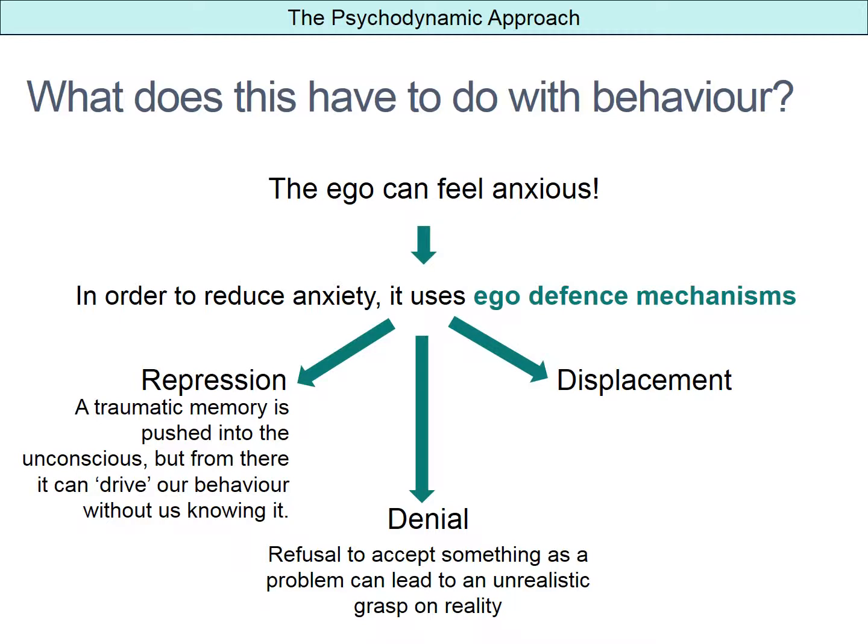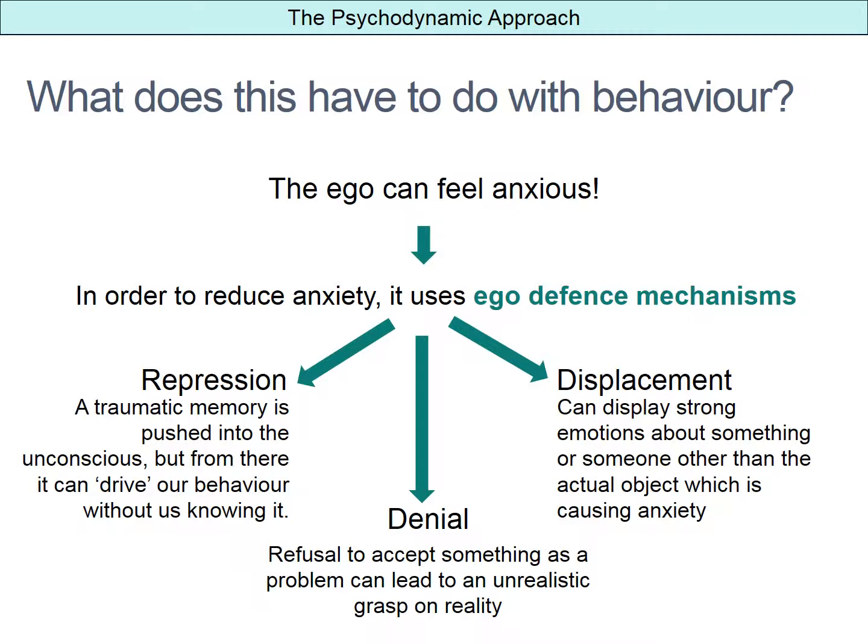The last one we're going to think about is displacement, and this is when somebody is showing strong emotions about something, but they're almost taking that emotion out on something other than the object which has caused the emotion or caused the anxiety. So this could be maybe you have a bad day at school or a bad day at work and you go home and you take it out on your parents, not because they've done anything which has caused you anxiety, but because you can't necessarily take out that anger or those emotions on the thing which has actually caused it. So in each of these ways, these ego defense mechanisms can have an effect on how we behave.